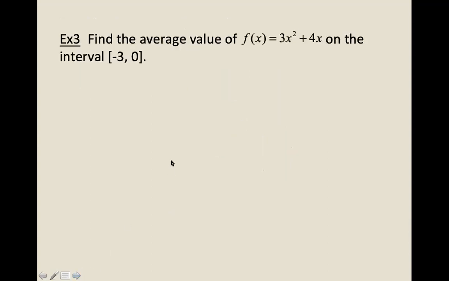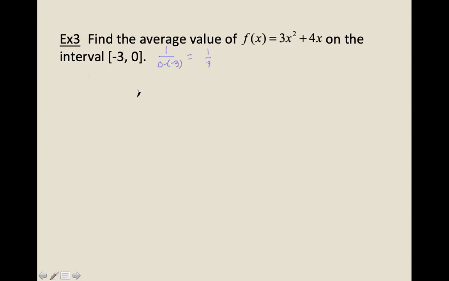This time we have average value. It was talked about briefly in one of the videos. So if I'm trying to find the average value of this function on the interval, it's the same way we just did that last problem. I'm going to set up my integral. I know I'm going from negative 3 to 0. And when you have average value, you are going to multiply it times 1 over b minus a, in this case, 1 over 0 minus negative 3, right, which would be 1/3.